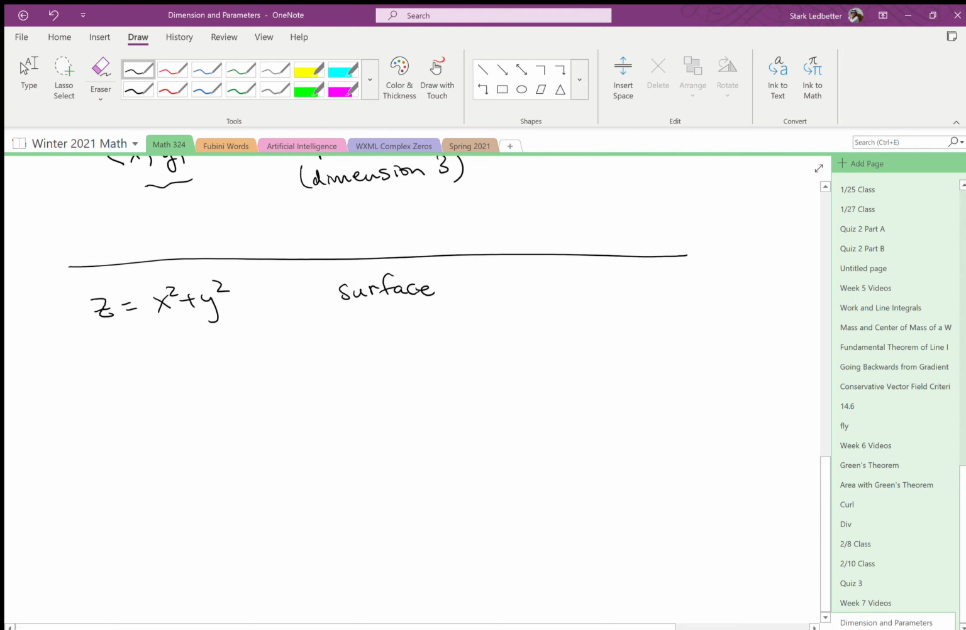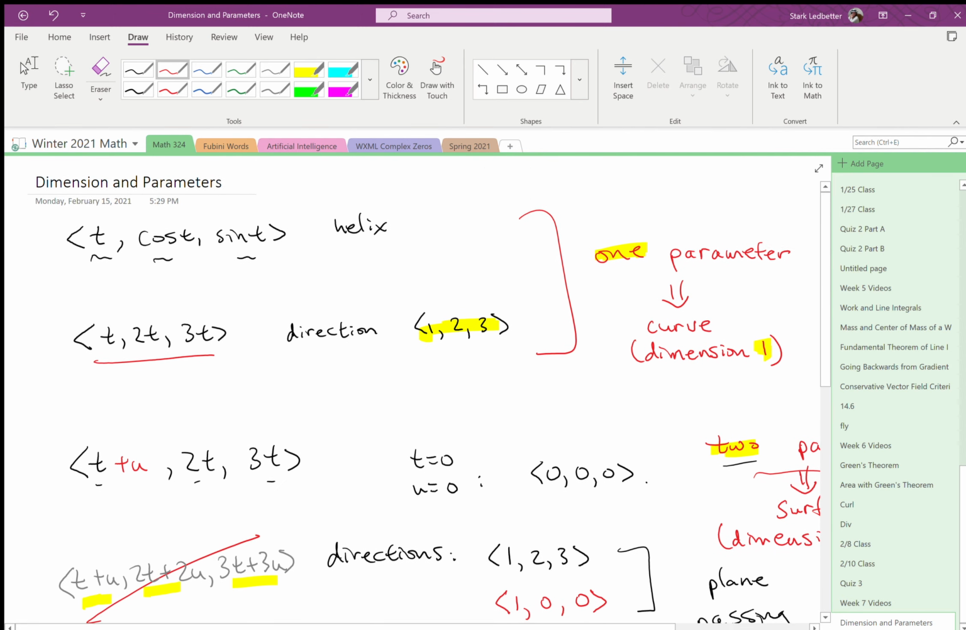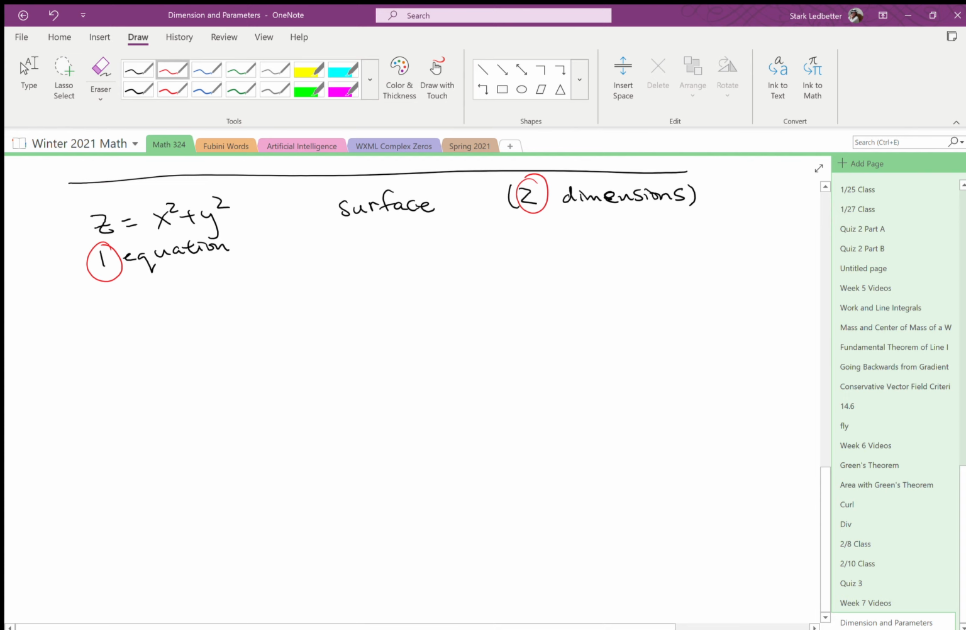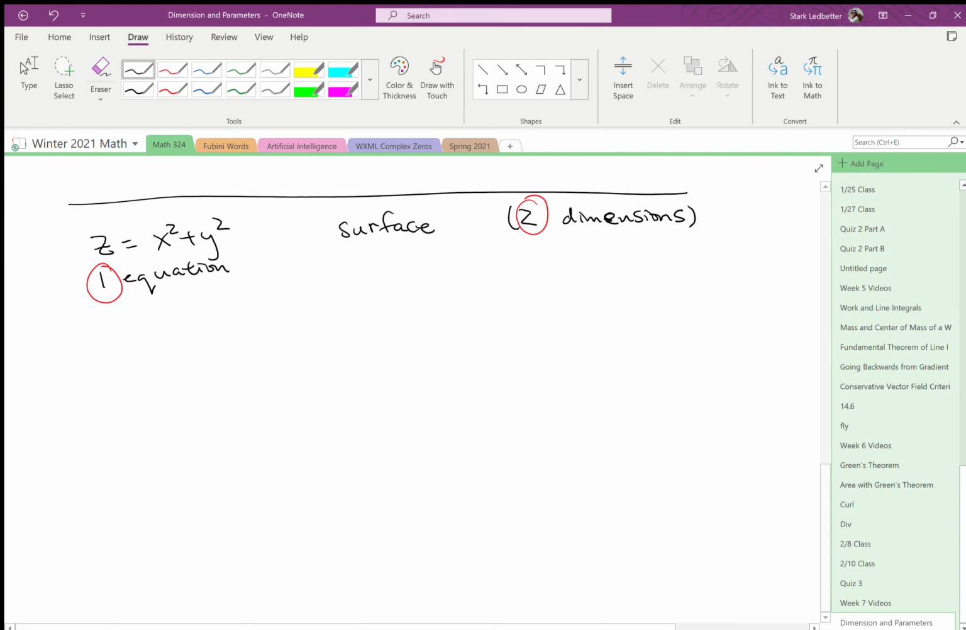Okay, and this is 2 dimensions. And this is one equation. One equation describing 2 dimensions. What if I wanted to describe a curve with equations? So notice before I described a curve parametrically, with kind of a vector with a parameter in it. Could I describe a curve with equations? I could. I could describe it as an intersection of 2 surfaces. If I did z equals x squared plus y squared, intersected with z equals 3, say.